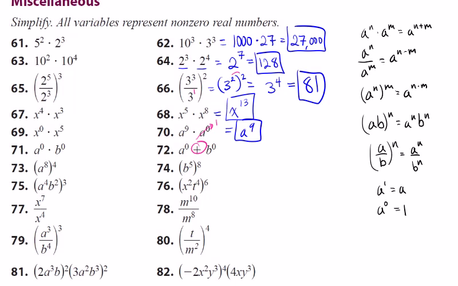Now 72, we're adding the a and the b, right? We're adding a to the 0 plus b to the 0. None of these properties involve adding bases, right? So here we're going to use our 0 exponent rule. Anything to the 0 power is 1. So we end up with 1 plus 1, which, anybody? That's right, that's 2.